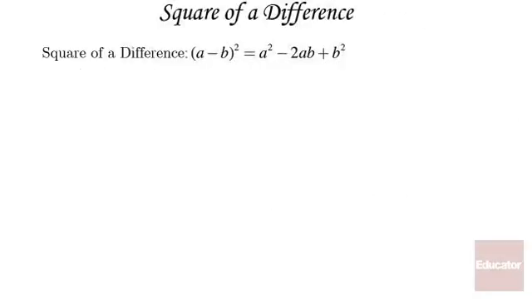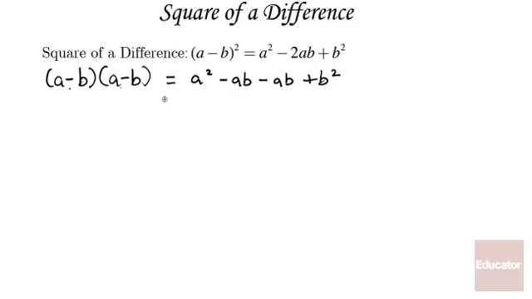The second formula is the square of a difference. So again, let's look at this more closely. The square of a difference would be a minus b times a minus b, or a minus b squared. Using FOIL, I'm going to multiply the first terms, the outer terms, negative ab, the inner terms, which is negative ab, or negative ba, same thing, and the last two. Simplifying to get a squared minus 2ab plus b squared.